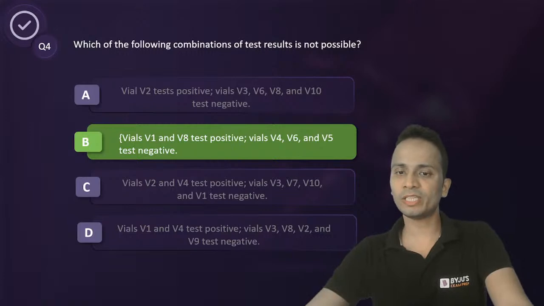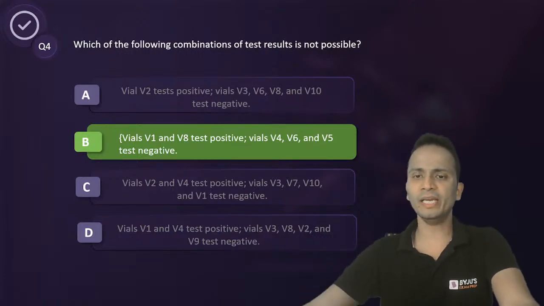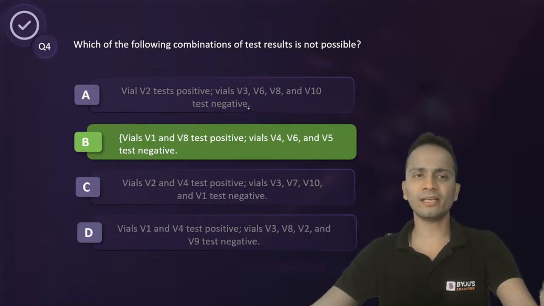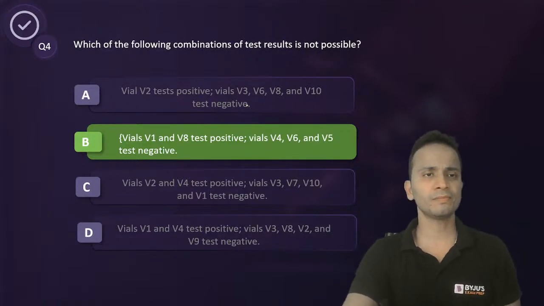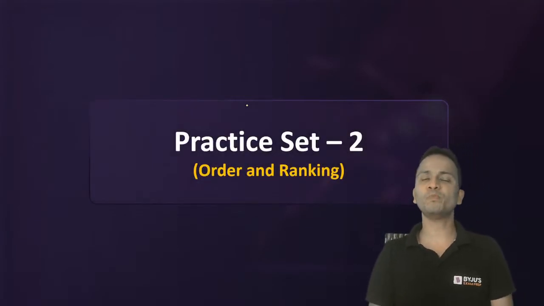Okay. Yes, Rohit Ishada, I got my mistake. So it was V6, not V10. Okay. All right. So the correct answer, as you can all see, is option B. And that was the last question for the first set. Now let's move on to practice set number 2.